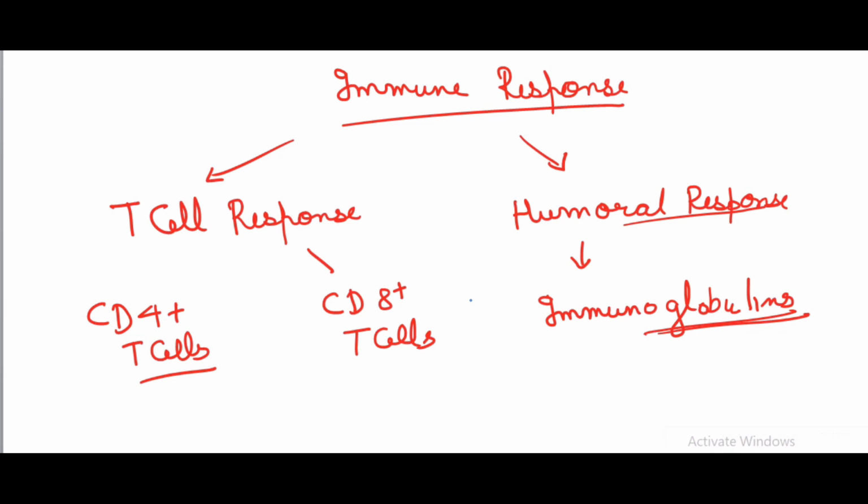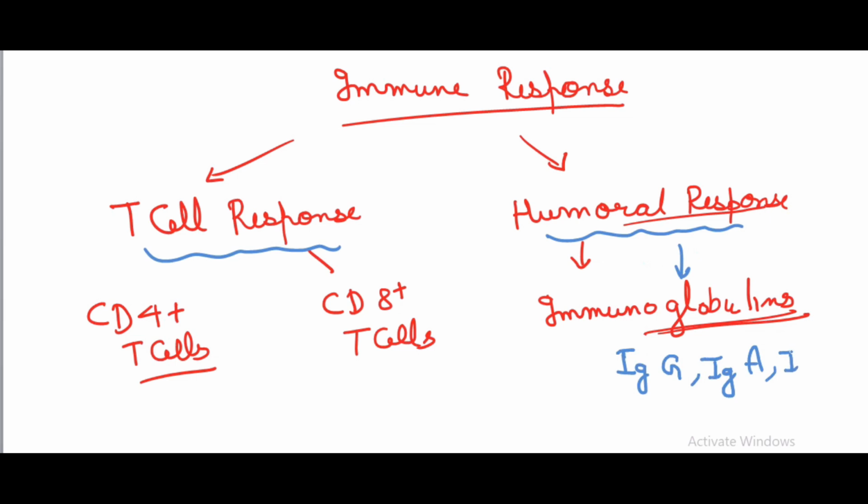Now let us talk about the immune response. So remember, it can be either a T cell response or a humoral response. In the humoral response, the lepromatous leprosy patients have a high amount of immunoglobulins like IgG, IgA and IgM and antibodies to mycobacterial antigens.